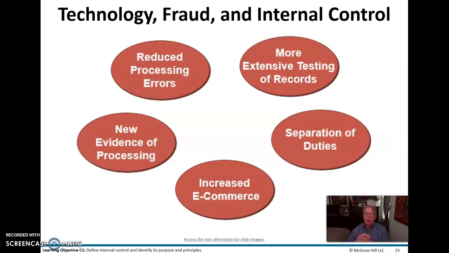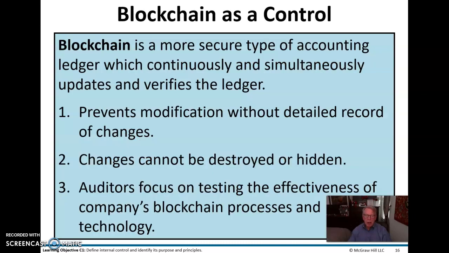All right, so here we're going to look at reducing processing errors by good internal controls, good training, good procedures, extensive testing of the records to make sure that we are getting what we expect. That often is done by outside auditors. We have new evidence of processing. We have increased e-commerce, and we have a separation of duties. So the increased e-commerce is its own little interesting area.